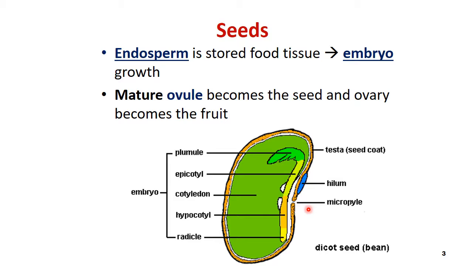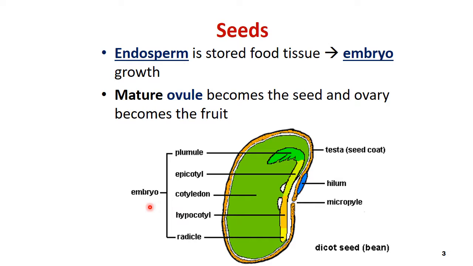So when water, oxygen, and warmth or temperature are correct, these are the three factors: water, oxygen, and temperature. Easily remembered by the acronym WOW. WOW: water, oxygen, warmth. When the temperature is correct, the seeds will germinate.